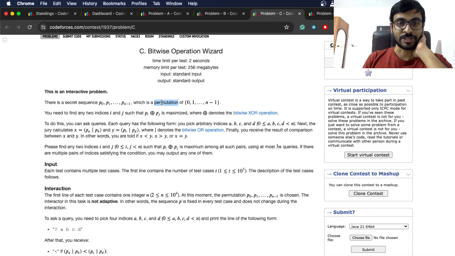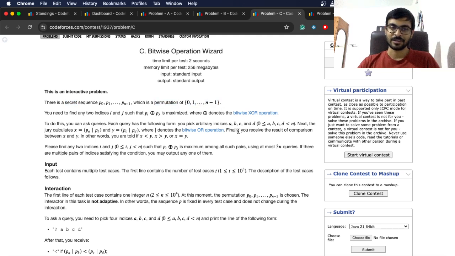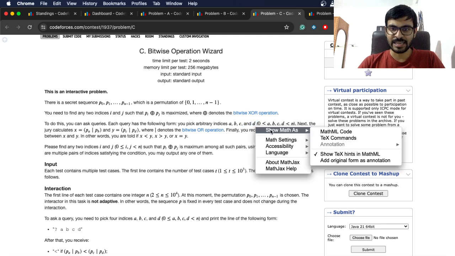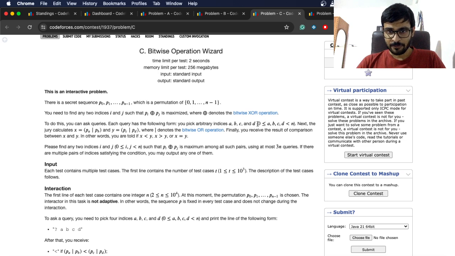We are given a permutation. We are given means, okay, there is a permutation which is hidden. It's a secret sequence. It's a permutation of 0 to n minus 1. And now, we can ask queries. We can pick arbitrary indices A, B, C and D, all of which are from 0 up to n minus 1.